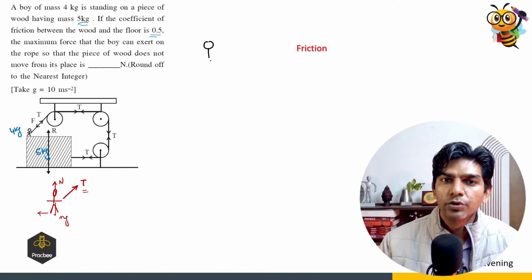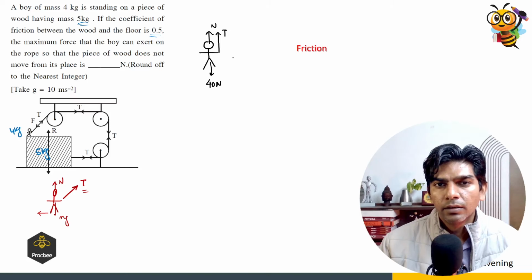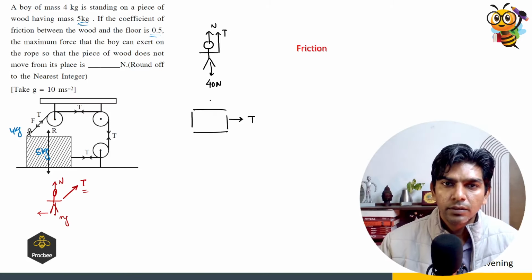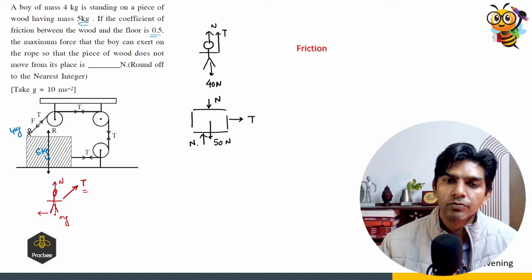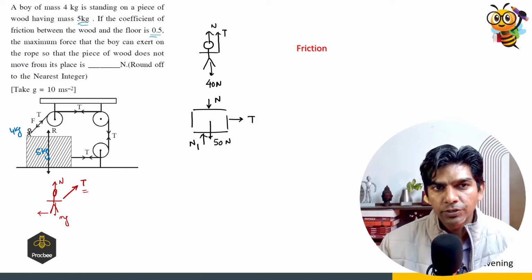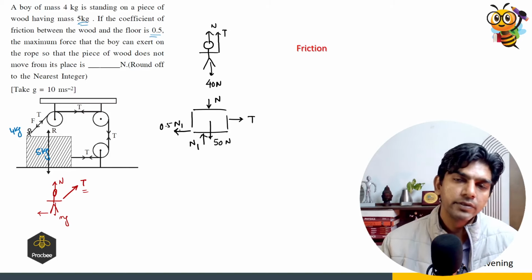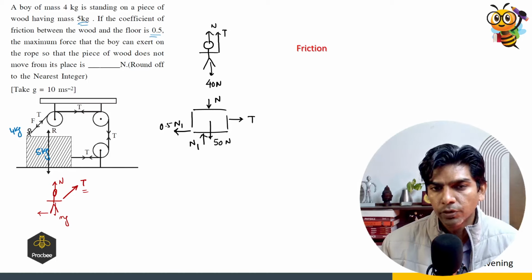if I draw the free body diagram of the boy, there will be a tension in the upward direction, there will be a normal reaction, and there will be a gravitational force which will be 40 Newton, right? And if I draw a free body diagram of the wooden block, there will be a tension in the right direction. There will be a normal reaction exerted by the boy. There will be a weight which will be 50 Newton, and there will be a normal reaction exerted by the ground. And there is a friction between the wooden block and the ground, so there will be a limiting friction in this direction which will be 0.5 times N1, where N1 is the normal reaction exerted by the ground on the block.